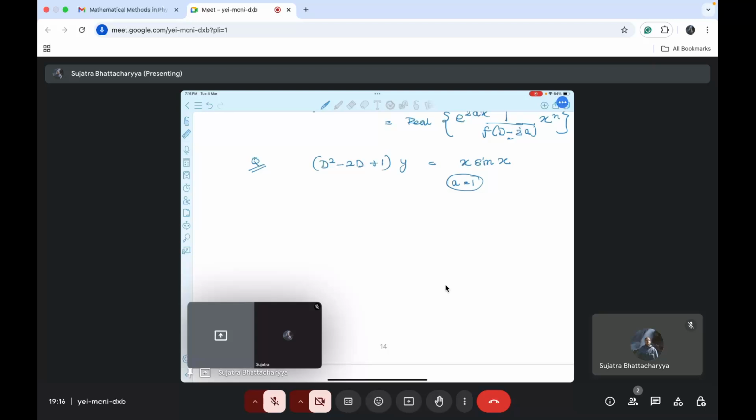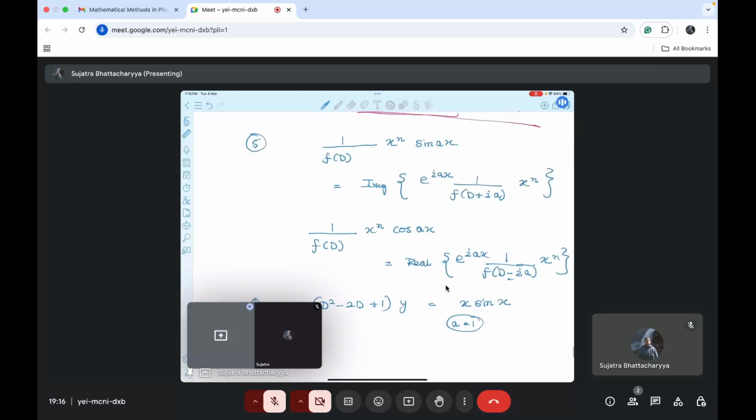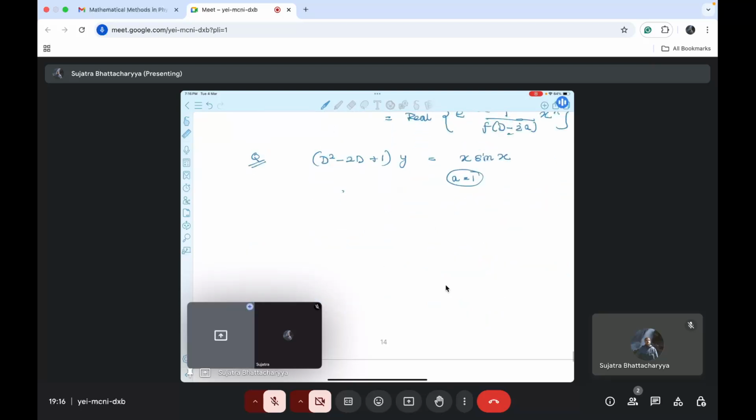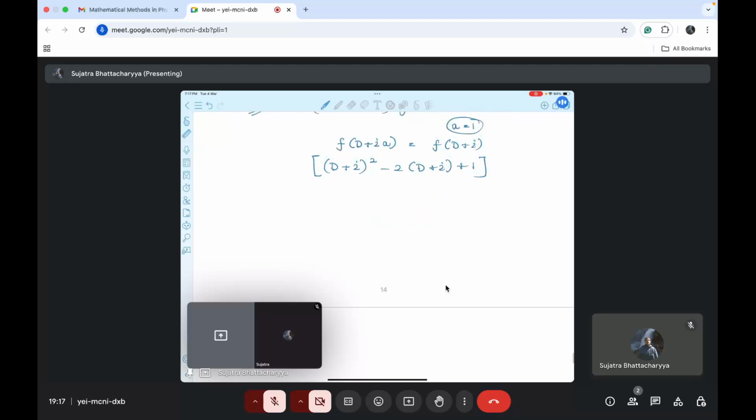Okay, so how to do it? For f of D, because it is a sin x, D plus iota a has to be made. So let's check that D plus iota a. How do we write it? It is D plus iota, because a is 1, correct? So (D plus iota) whole square minus 2(D plus iota) plus 1. This should be the f of D plus iota.